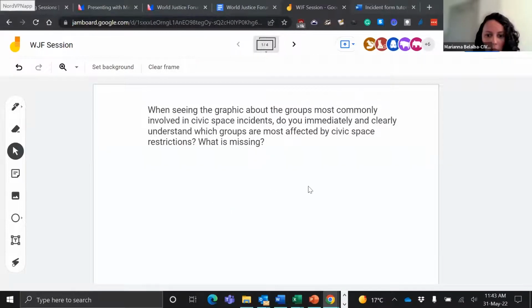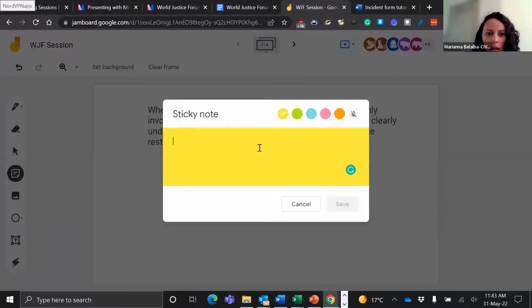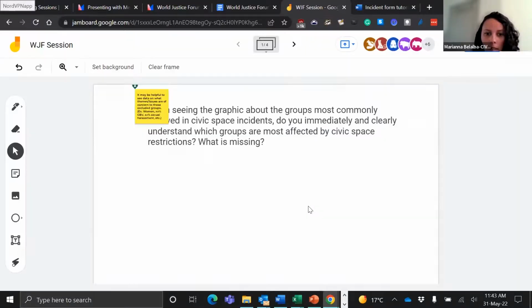So I think I have managed to share my screen. I have seen a few people online. And this is the first question. When you see the graphic that I just showed, what is that information telling you, and what else would you like to know? You can just grab a sticky note and write anything that might come to mind as feedback.